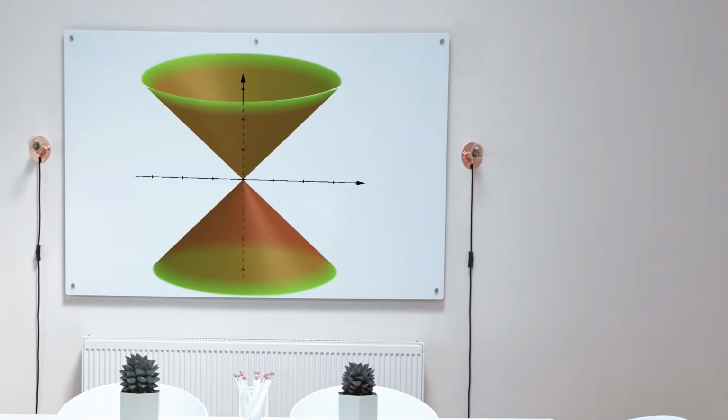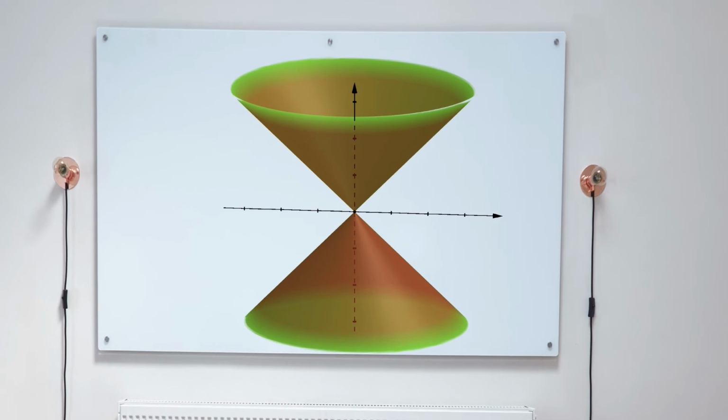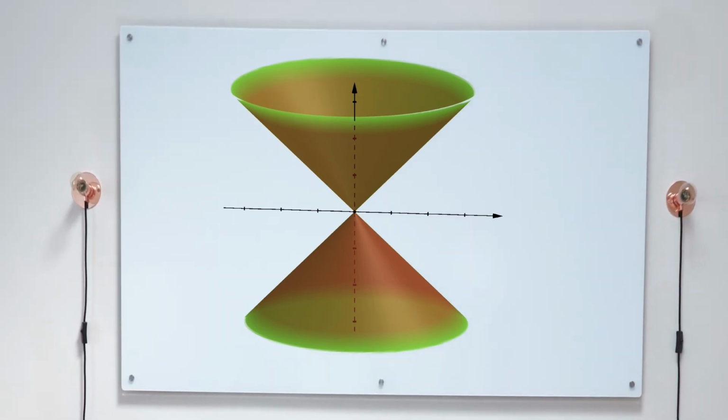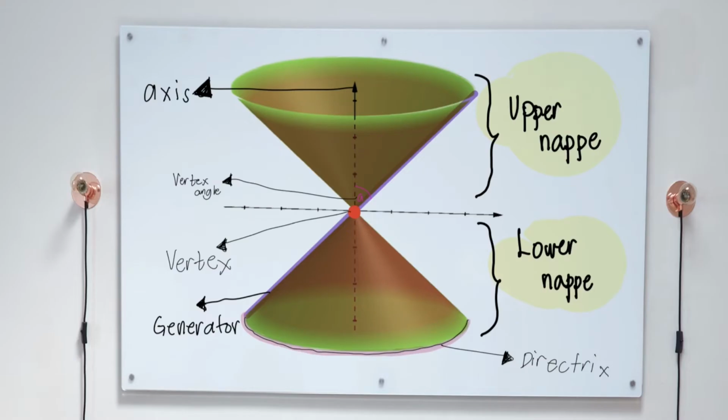Nappe is the lateral surface or the round surface of the cone. The cone above the vertex is called the upper nappe, and the cone below the vertex is called the lower nappe. The fixed vertical line here is called the axis. The line which is rotating is called the generator. The fixed angle is called the vertex angle. The intersection point of two lines is called the vertex. The vertex divides the cone into nappes.